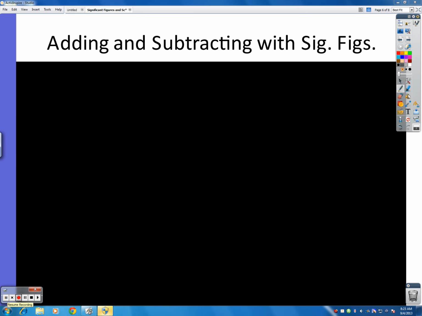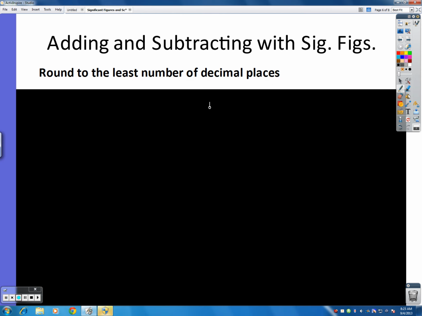So now let's look at how we work with these numbers when we're manipulating them: adding, subtracting, multiplying, dividing. When you're adding and subtracting with significant figures, the rule is you're going to round to the least number of decimal places. One of the things I will say is if you're doing several things, say you're taking an average, so you're going to add and then you're going to divide, you're not ever going to round until you're completely done with all your addition and subtraction and multiplication and division.